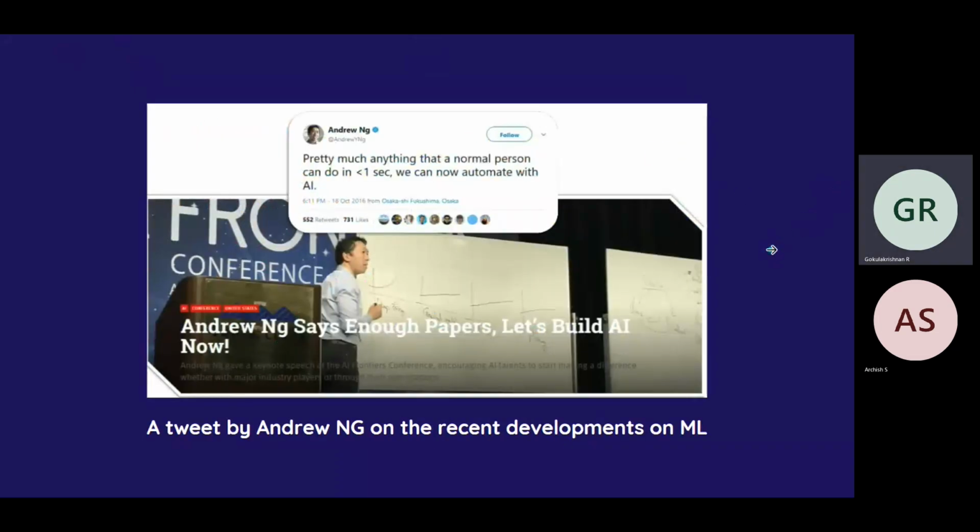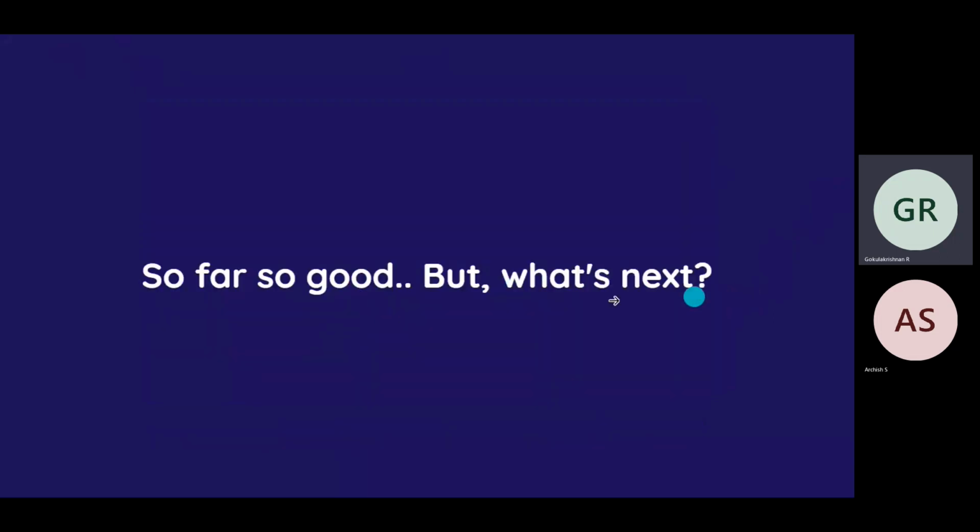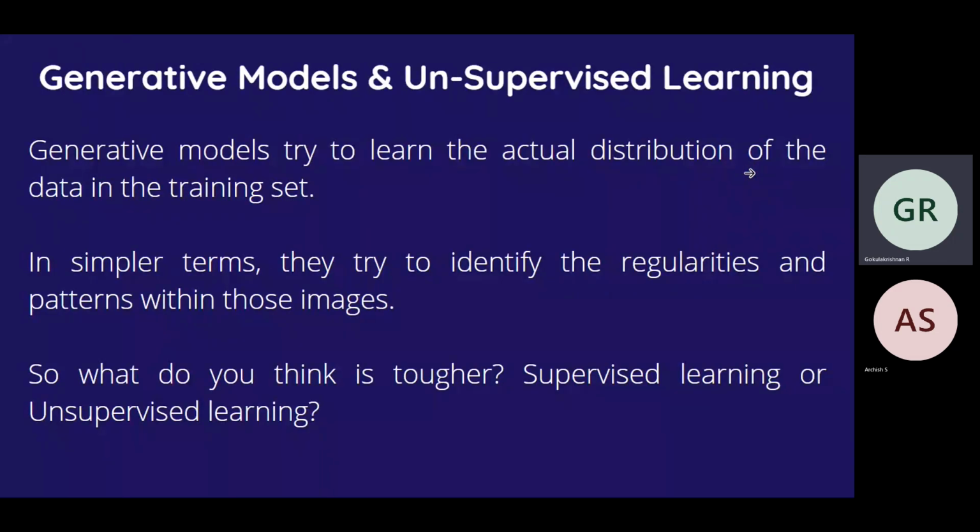So basically what happened is that supervised learning became famous, and many models were implemented on supervised learning, and many research papers were released, so pretty much whatever can be done using supervised models was kind of done. Obviously I can't say that, but we wanted to do something more. So far so good, but what's next? What's next is generative models and unsupervised learning.